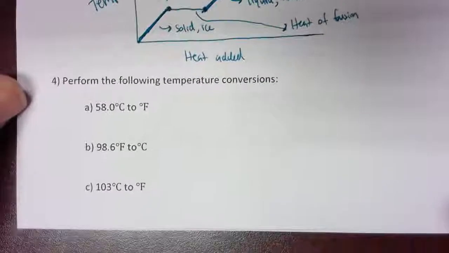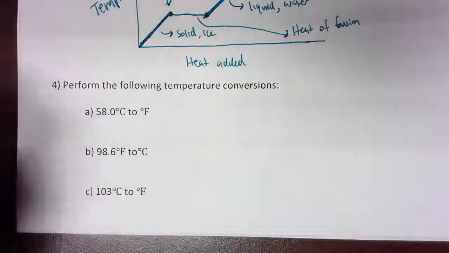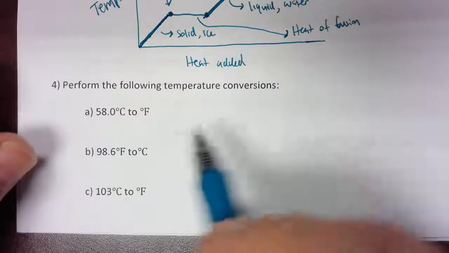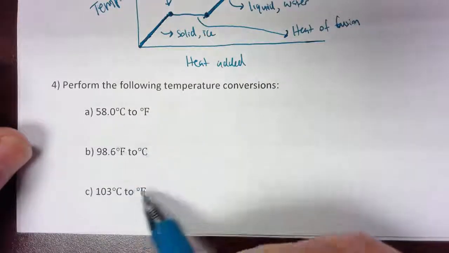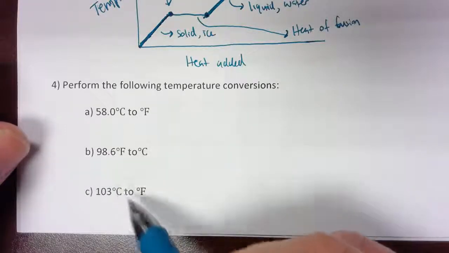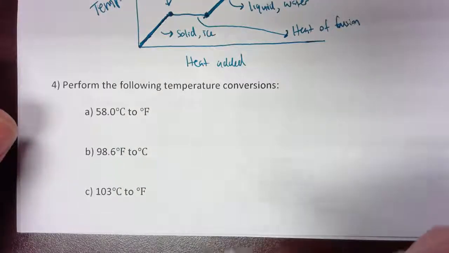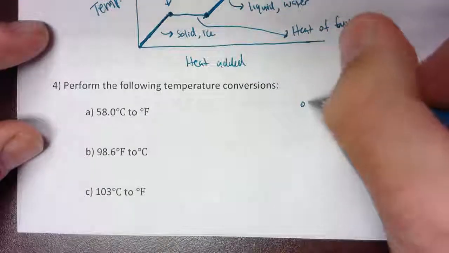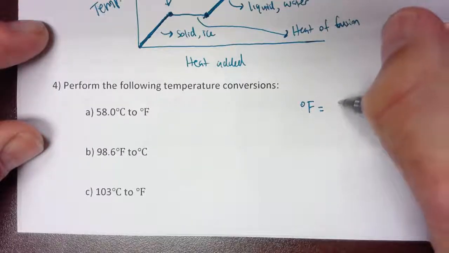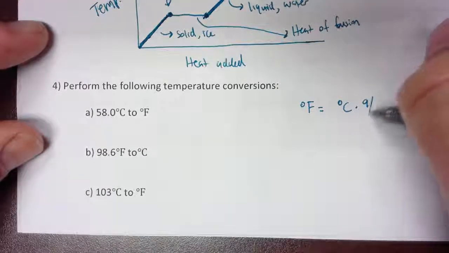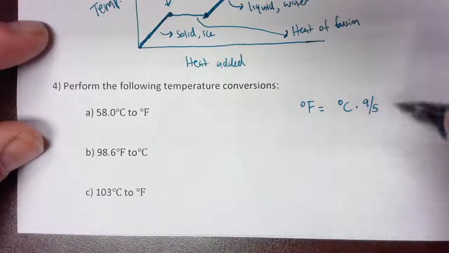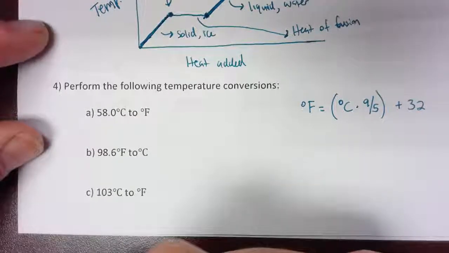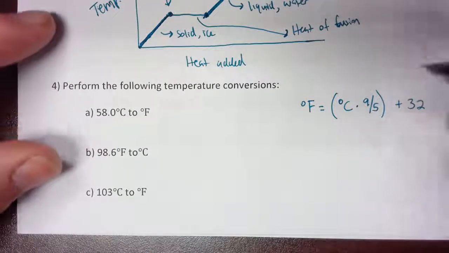All right, moving on to number 4. We have temperature conversions. Now you need to memorize the conversion formula from Celsius to Fahrenheit, and vice versa. Although I recommend you just memorize one of them and then algebraically manipulate it. So here's one that I'm going to write. Degrees Fahrenheit is equal to degrees Celsius times 9/5 plus 32.